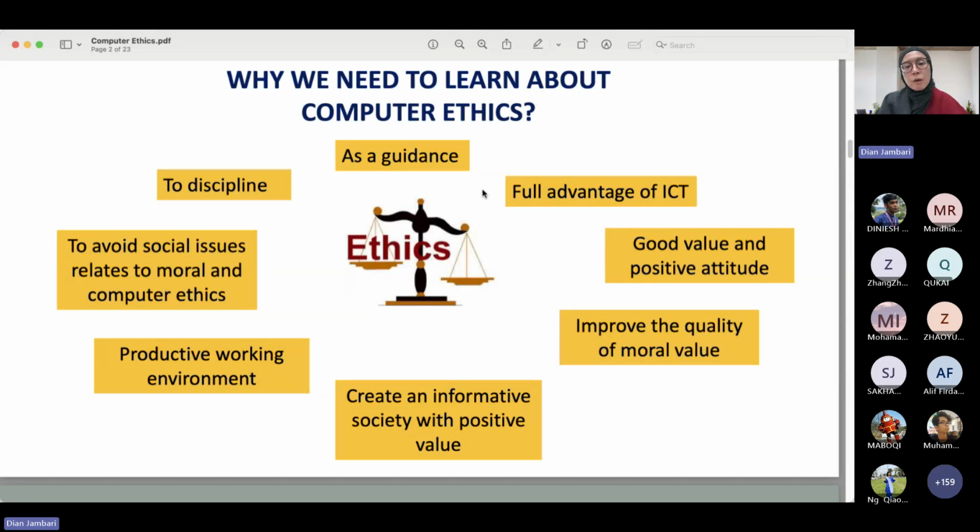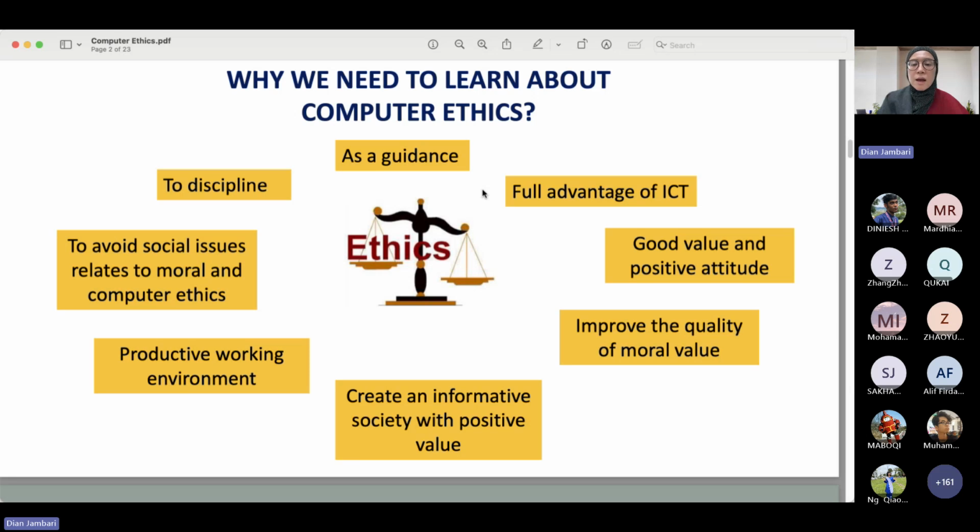We also need to know about computer ethics so that we can take advantage of the values of ICT fully, by doing that ethically. By making sure that we get all the advantages of the value of ICT in an ethical way, where it will not cause harm to anyone or to the community. That is another baseline reason why we need to learn about computer ethics.